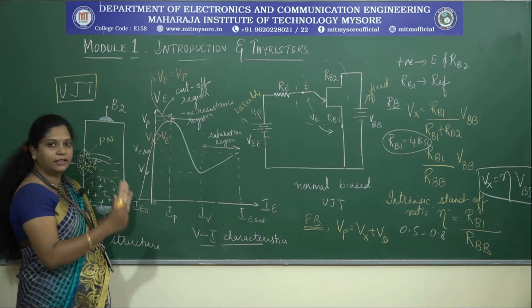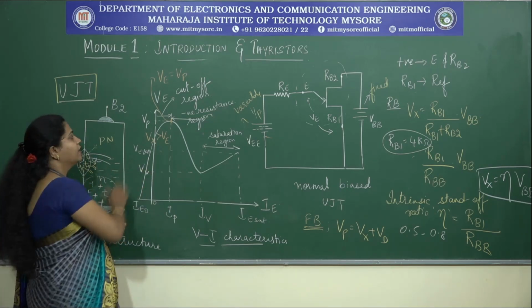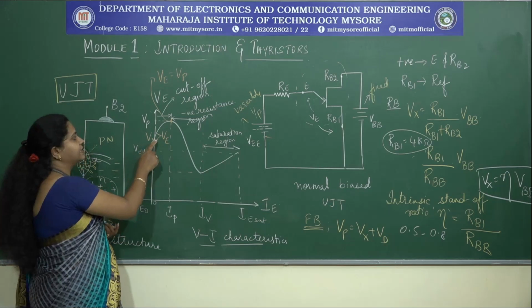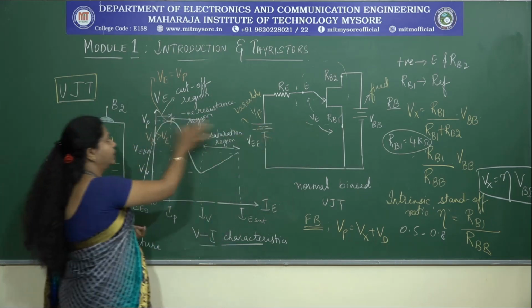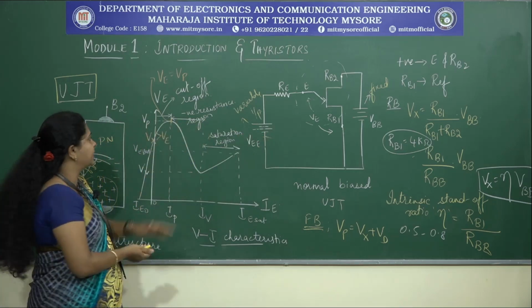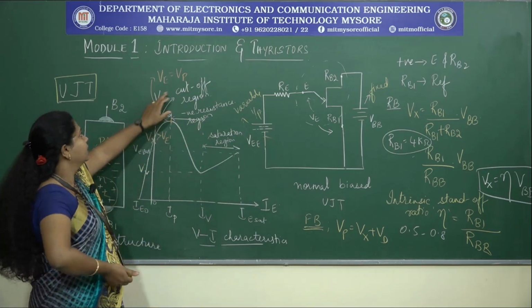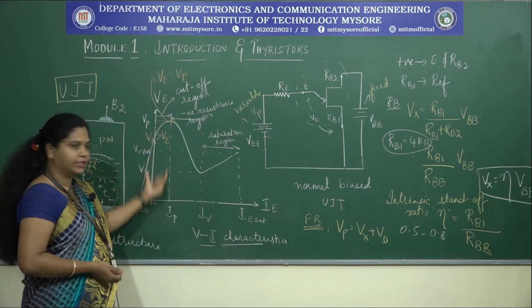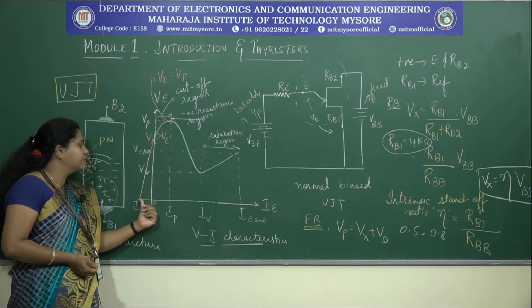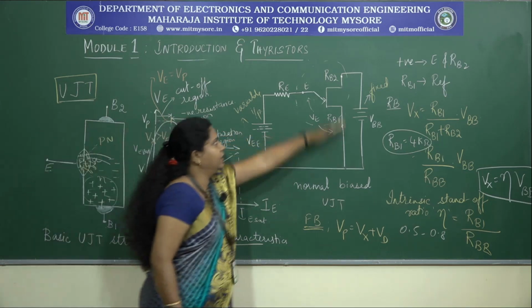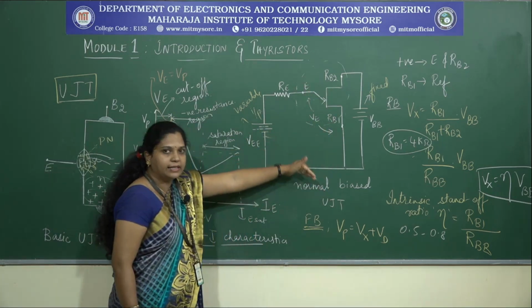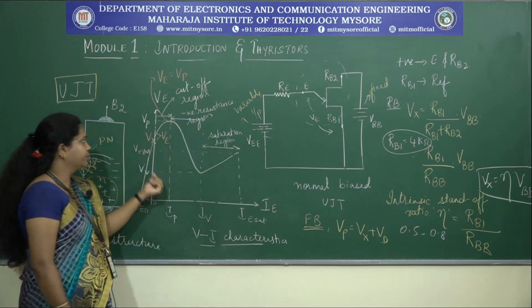So there are three different regions of operation. When the value of Vx is greater than the applied voltage, or the emitter voltage VE, the UJT is said to be in its off state. It is also known as the cutoff region, where there will be a reverse leakage current flowing from the VBB towards this lightly doped N region.